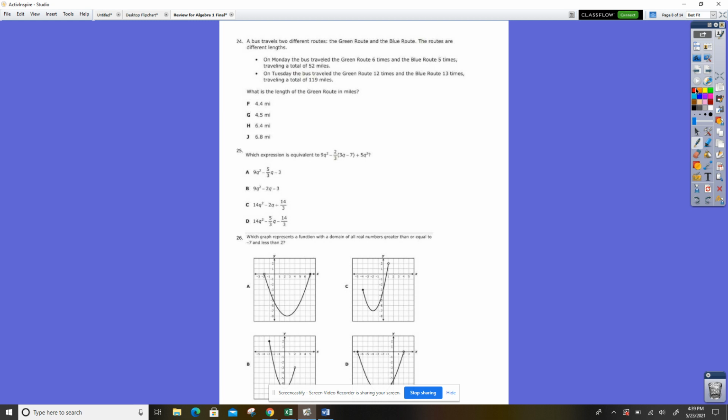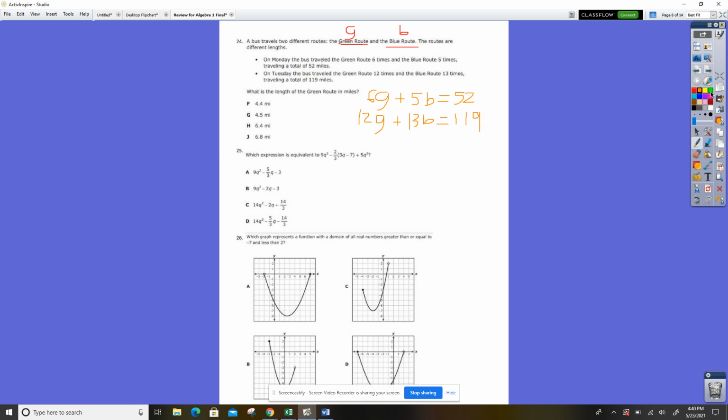For this, I'm going to have to write and solve a system. My 2 variables are going to be green route, or G, and blue route, or B. Then I'm going to use these 2 statements right here to write my two equations. The first one says, on Monday, it traveled the green route 6 times and the blue route 5 times for a total of 52 miles. The next sentence says, on Tuesday, it traveled the green route 12 times and the blue route 13 times for a total of 119 miles.